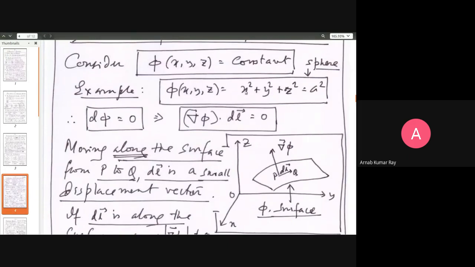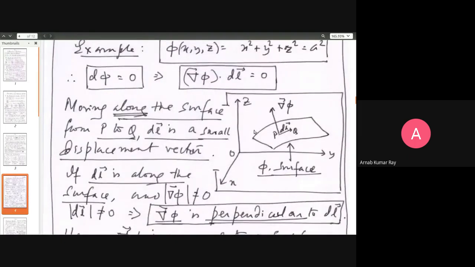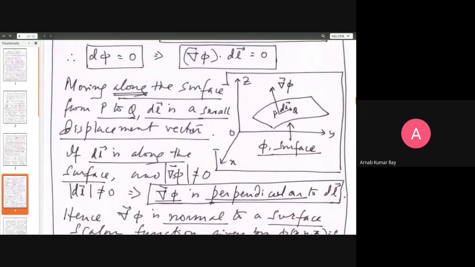You will get 2x x cap plus 2y y cap plus 2z z cap. Just apply the del operator on this phi. x cap del/del x of phi will give you 2x x cap. Similarly, y cap del/del y of this will give you 2y y cap. And likewise, z cap del/del z of phi will give you 2z z cap. So del phi is not equal to 0. dl is not equal to 0.